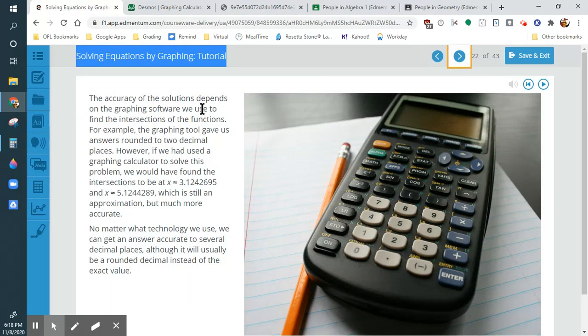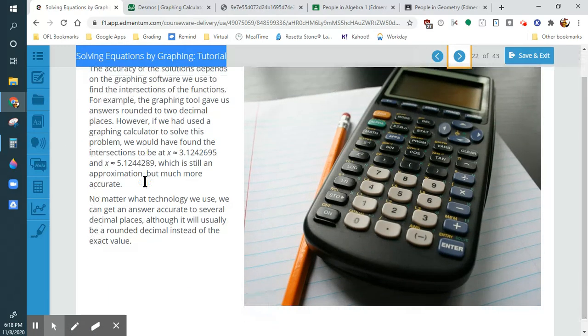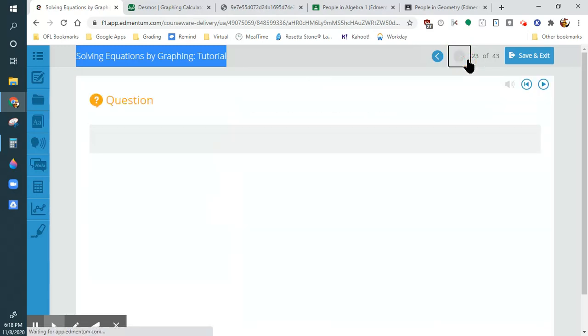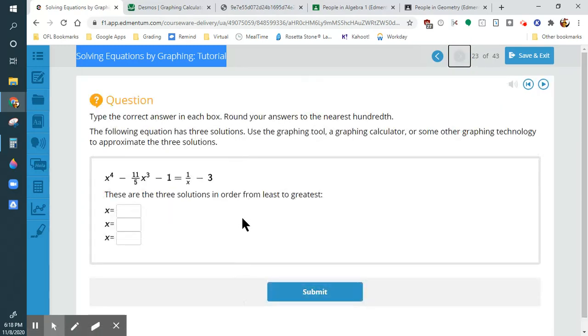Accuracy of solution depends on graphing software where we intersect. Okay, so sometimes calculators are good. I honestly feel that calculators like this are outdated. This is what I used when I was in high school. Nowadays, I just tell everyone to pop it in on Desmos. I feel it's a lot more accurate and a lot easier to use, frankly. So type in the correct answer, round it to the nearest hundredth, use a graphing calculator tool.